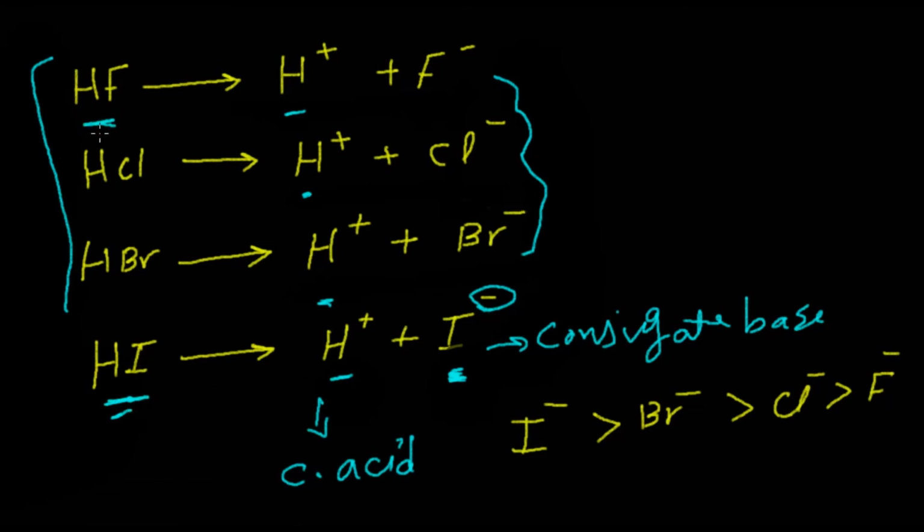But in case of the hydrofluoric acid, this fluoride ion has a small size, and this charge is concentrated on this small size, so the ion is not happy to carry this additional negative charge. So the stability of this ion is low, so the hydrofluoric acid is not a strong acid. So we can conclude that the more stable the conjugate base, the stronger the acid.